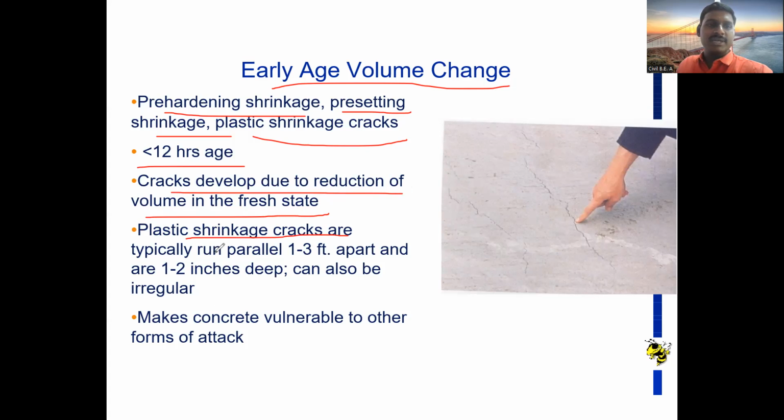Cracks typically run parallel, 1 to 3 feet apart and 1 to 2 inches deep, and can also be irregular. If you see this particular image, you can notice a crack 2 to 3 feet in length at the early age of the concrete. Within 12 hours of casting, you can notice these cracks due to the change in volume. That is nothing but the plastic shrinkage cracks.